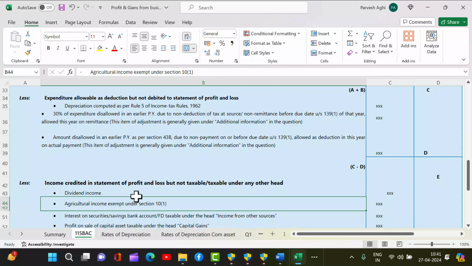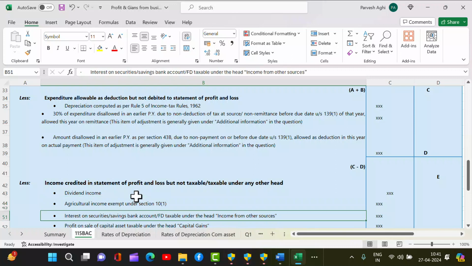So even the agriculture income, if you have credited it in your profit loss account, that needs to be reduced, because agricultural income is exempt, so you don't have to pay any tax. Suppose you have shown some income in your profit loss account which is either not covered under business or profession or is not taxed. So you have to first reduce that.